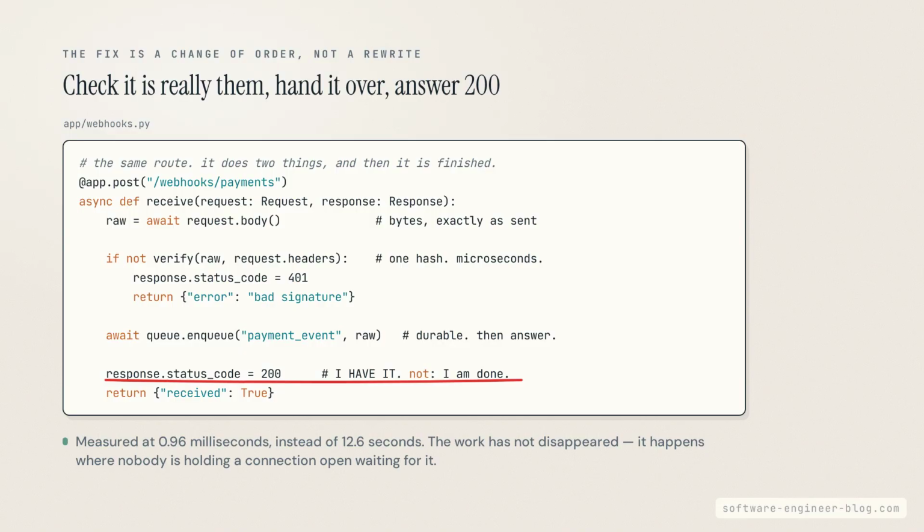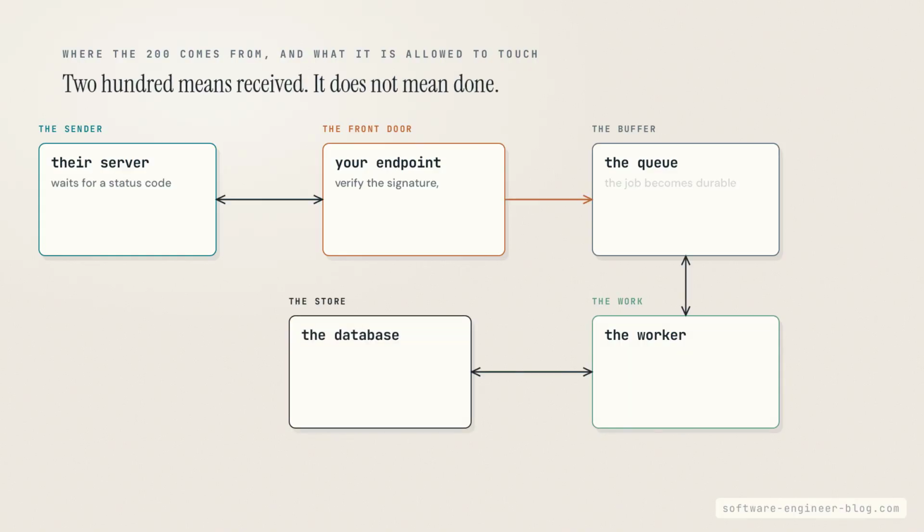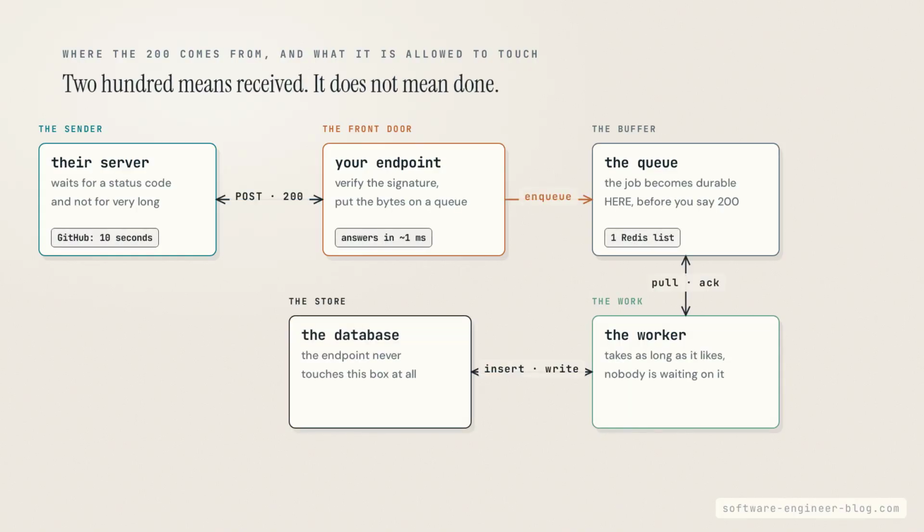And this is what 200 actually means. I have it. It does not mean I am done. Same picture as before, with the boundary drawn on it. Your endpoint verifies and hands off. The queue is where the job becomes durable. The worker takes as long as it likes, and the endpoint still never touches the database. That is the rule I promised you. If the sender is still holding the connection open, you are not allowed to be doing work.